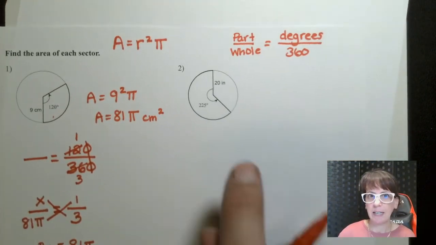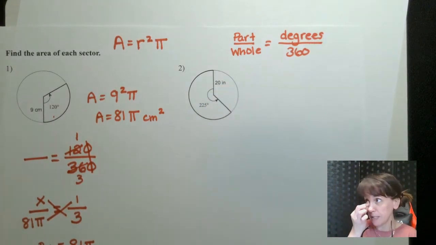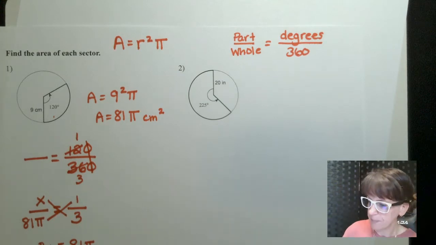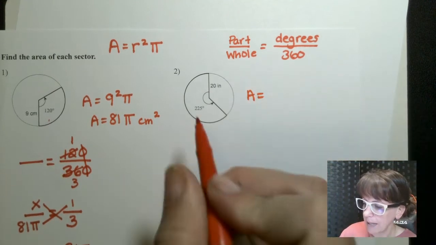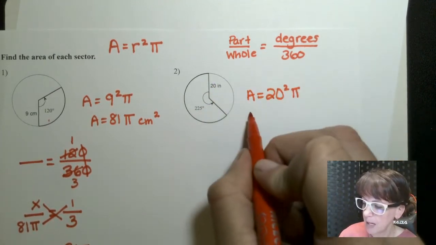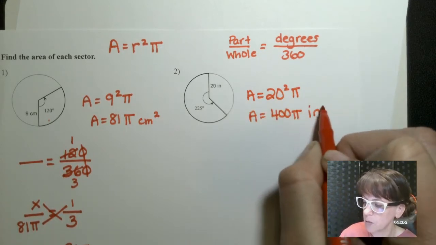Okay, let's try one more of those. Let's look at this guy right here. It's a 20-inch radius, and it's 225 degrees for the sector that we are finding the area of. So again, we want to find the whole area. And so our area is the radius, which is 20, squared times pi. So area equals 400 pi, and that will be inches squared.